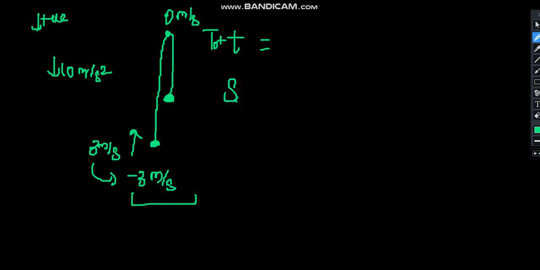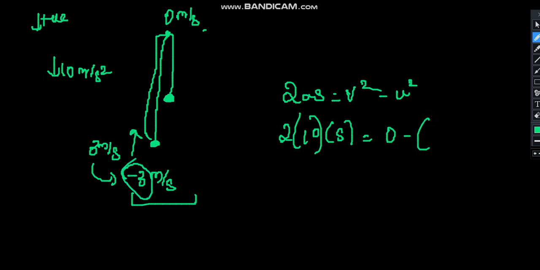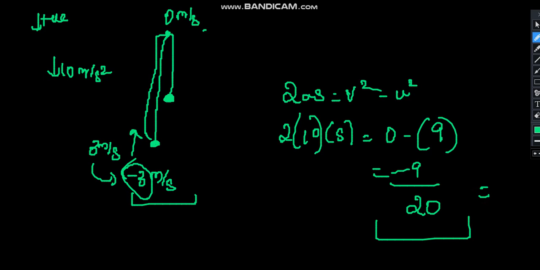So they may ask the distance from here to here also. If they ask the distance, we can use the formula 2as equals v square minus u square. So 2, considering that as positive, a would be 10. What is v square? 0 minus what is u square? U square is basically minus here, but we don't care about the minus because square is there. So this is minus 9 by 20. Minus 9 by 20 is the displacement.